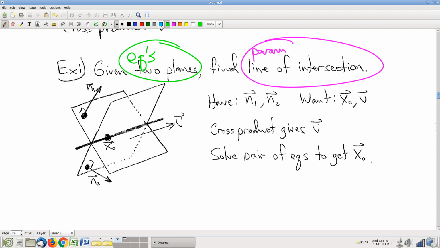If I know the equations of those two planes, I know the normal vectors. Certainly I know those two normal vectors. Now, what do I need? I need to find a vector parallel to the line. Cross product.